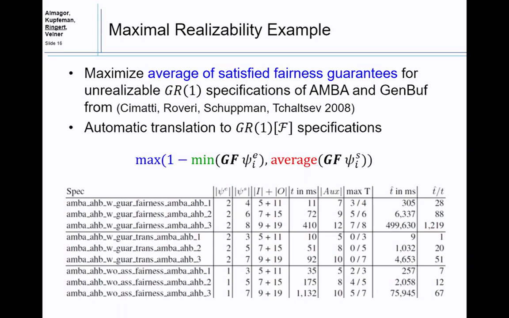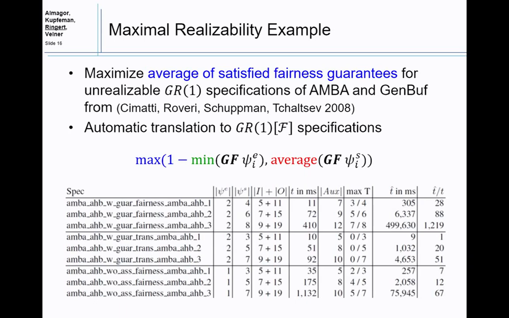So we took unrealizable GR1 specifications of AMBA, which had manually added reasons for unrealizability by Cimatti, Roveri, Schuppan, and Tchaltsev. And what we used as the formula, we said, again, minimum over the assumptions, which means we trust that all the assumptions hold, and then average over the guarantees. So now if we maximize that, then we get how many of the guarantees can we really satisfy. What's the value that we could really satisfy?